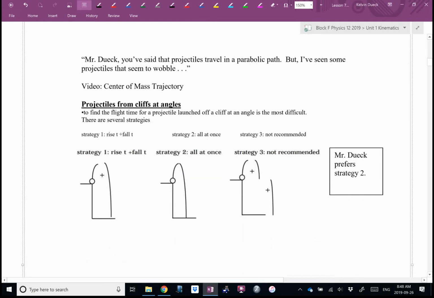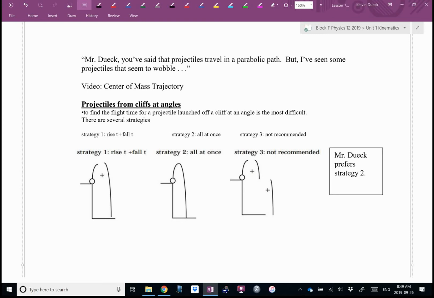Projectiles being launched from a cliff at an angle. We're going to use components. By the way, we're also going to spend most of our time finding time. If they give you time, trust me, the question falls apart, because time can go both in the vertical and in the horizontal column. But usually I won't give you time.